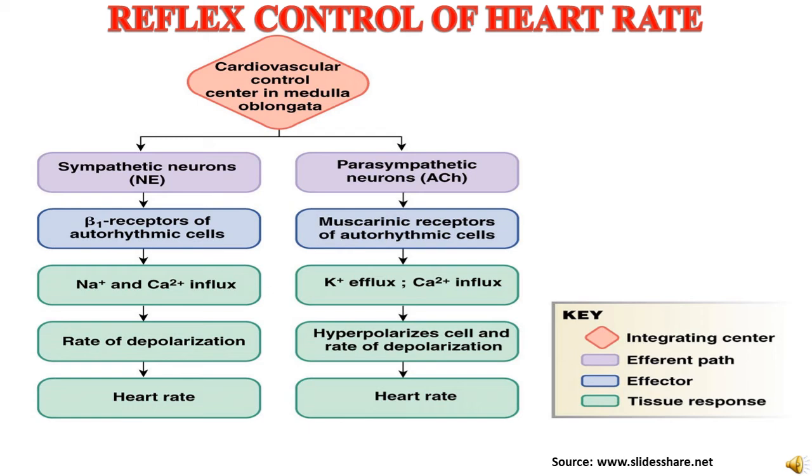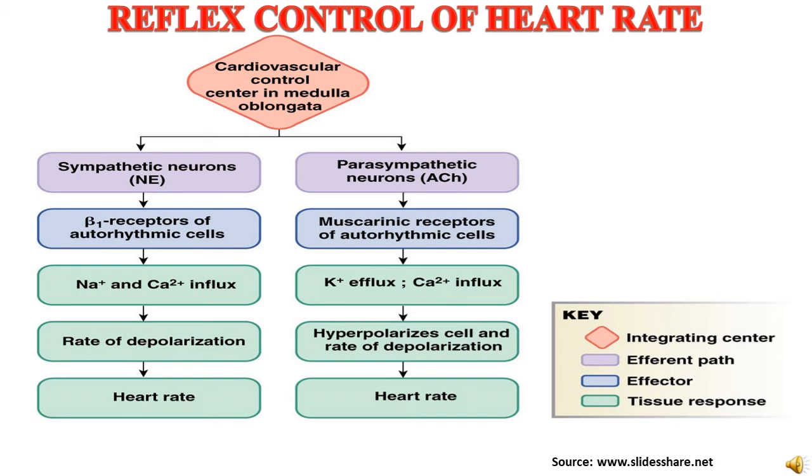But if we see the parasympathetic neurons, that is acetylcholine, the parasympathetic neurons cause the muscarinic receptors of the autorhythmic cells to activate, which results in potassium efflux and calcium influx. This hyperpolarizes the cell and the rate of depolarization decreases, which results in a decrease of the heart rate.